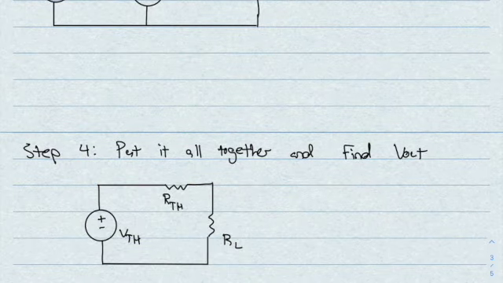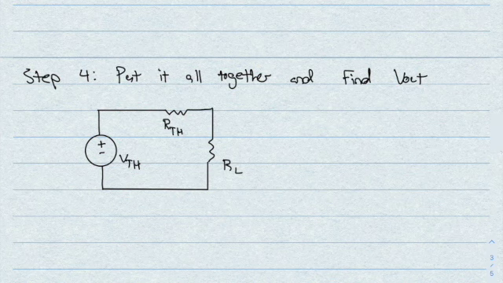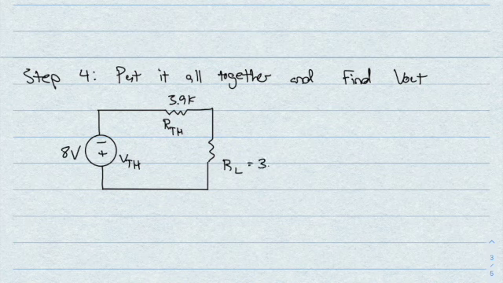Put it all together and find V out. Okay, so V Thevenin, well, we can actually switch this around because it's -8, so plus minus 8. Our Thevenin, yeah, these are both 3.9K. Load is also 3.9K. Okay, and now because we need to find V out for the first one, we need to find the current through this.